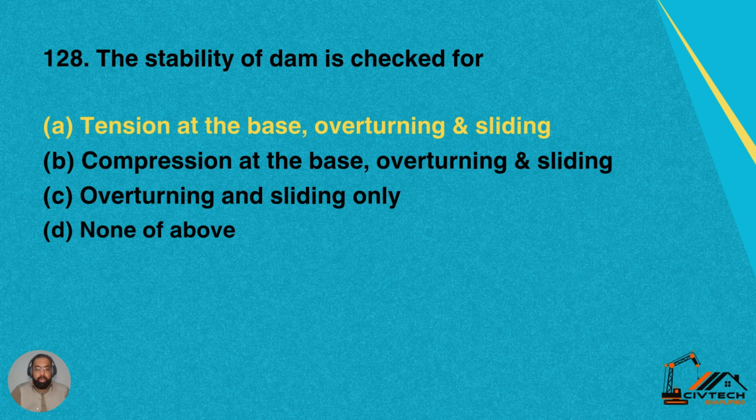Question number 128. The stability of dam is checked for option A, tension at base and overturning and sliding. Option B, compression at base, overturning and sliding. Option C, overturning and sliding only. And option D, none of the above. The stability of the dam is checked for option A, tension at base and overturning as well as sliding. So option A is the correct answer for this question.